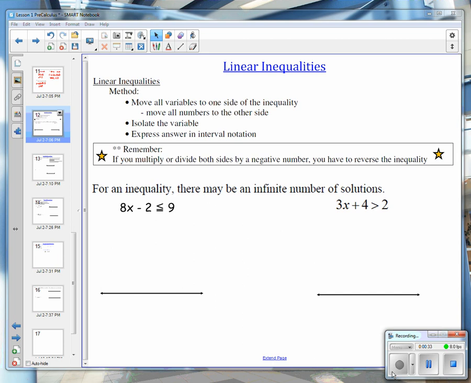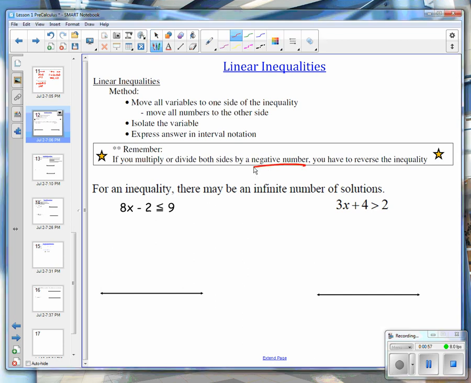So first of all, if we're solving linear inequalities, what we want to do is move all variables to one side of the inequality, pretty much the same as what we always do, try and isolate that variable. And then we want to express our answer in interval notation. There's one thing to remember that's a little bit different with inequalities rather than just regular equations. If you multiply or divide both sides by a negative number, you have to reverse the inequality. So that means if it was a greater than sign, it would now have to become a less than sign. And that's something you learned a long time ago, but may have forgotten.